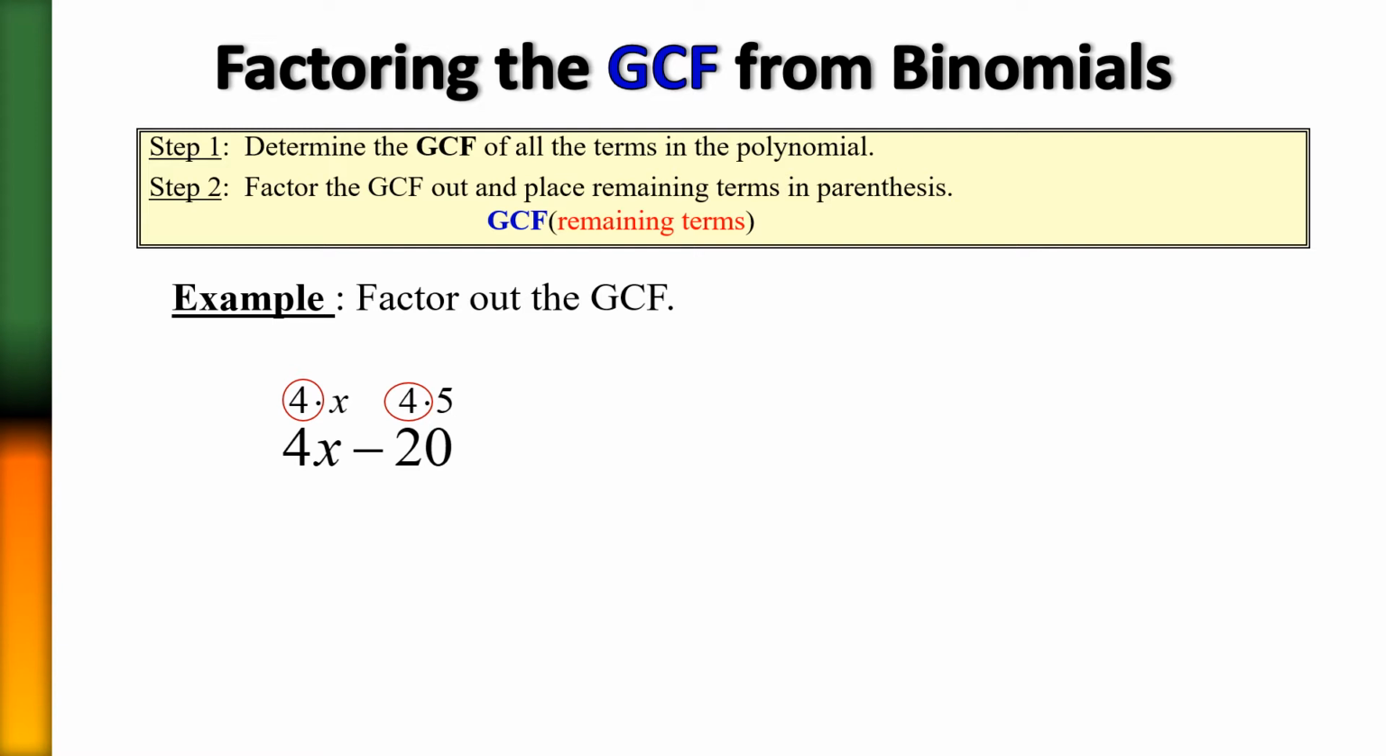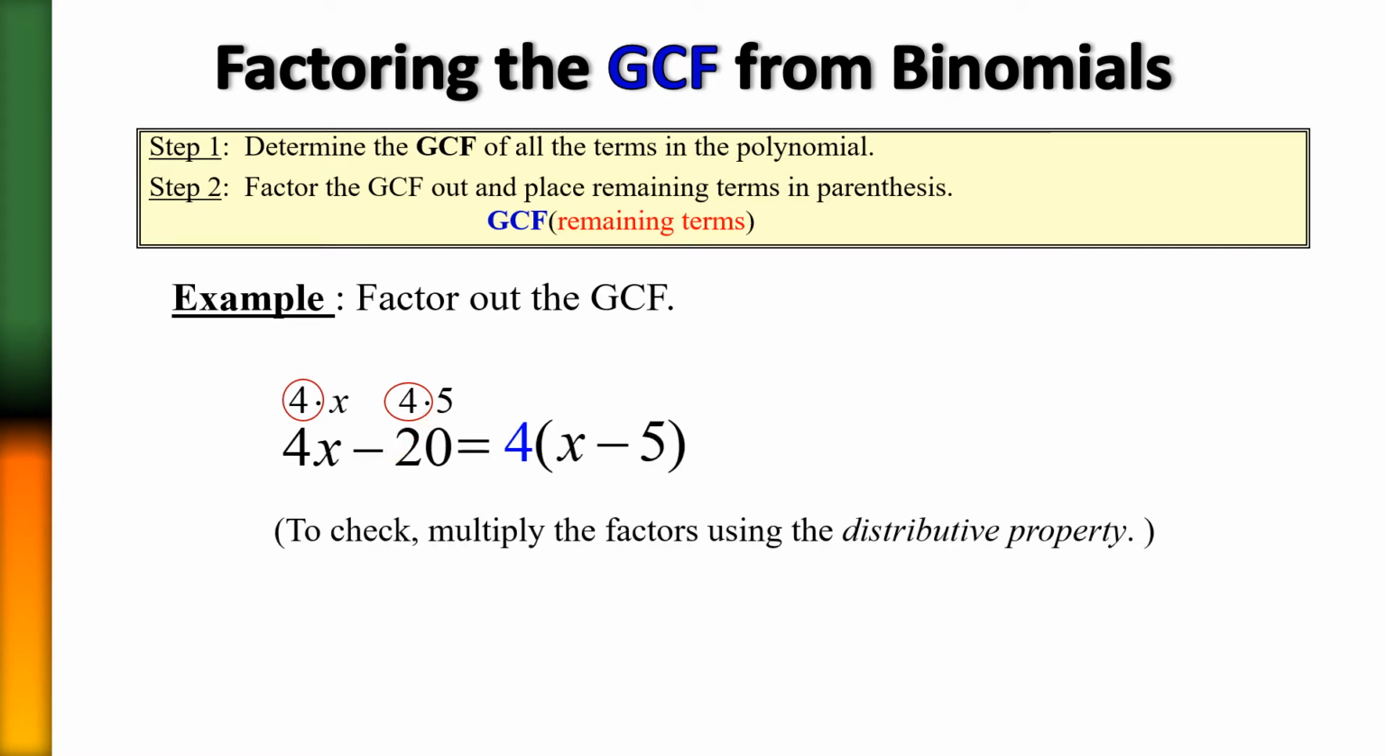So the GCF is going to go on the outside, and whatever is left is going to go in parentheses. So parentheses x, bring your sign with it, minus 5, close parentheses. And you can always do the distributive property to check. 4 times x, yes, is 4x. 4 times negative 5, yes, it is negative 20. And there you have it, factoring the GCF from a binomial.